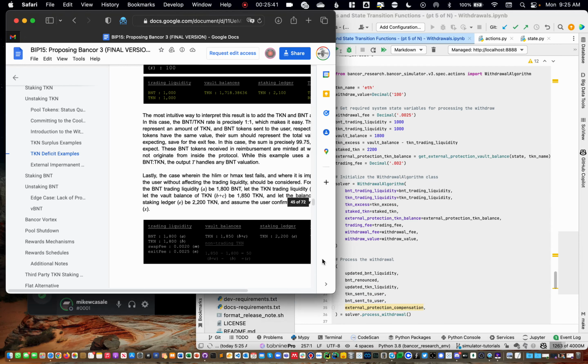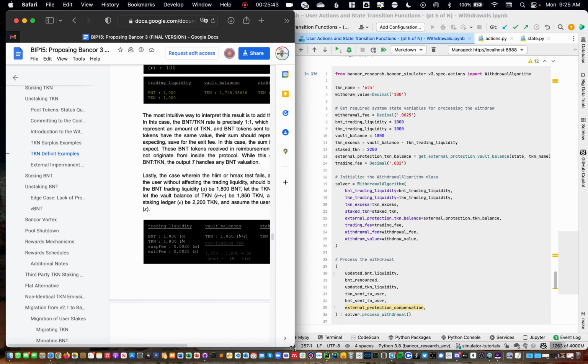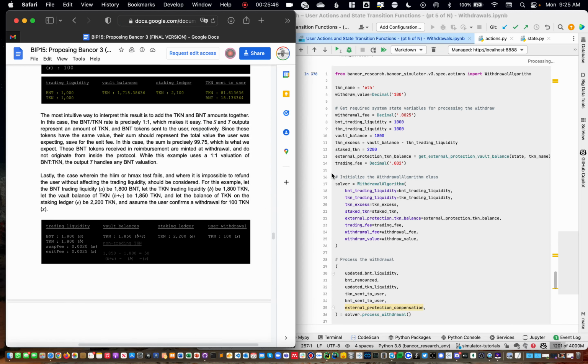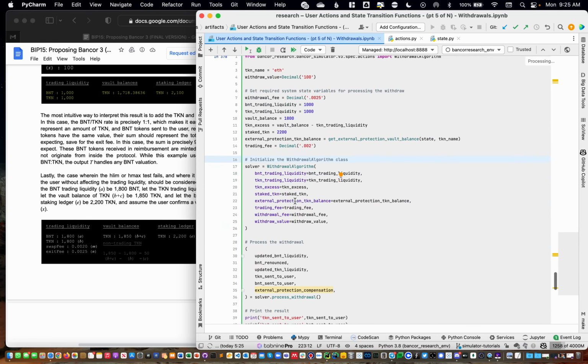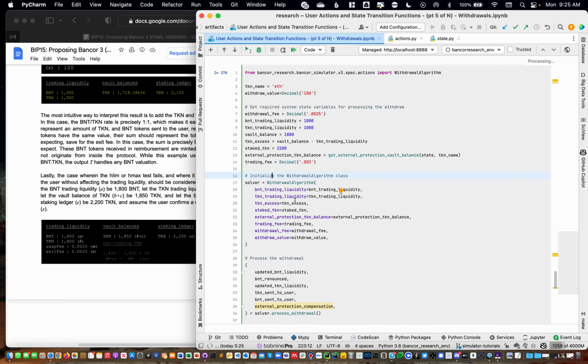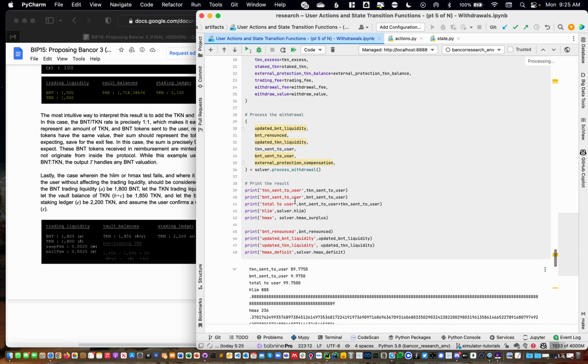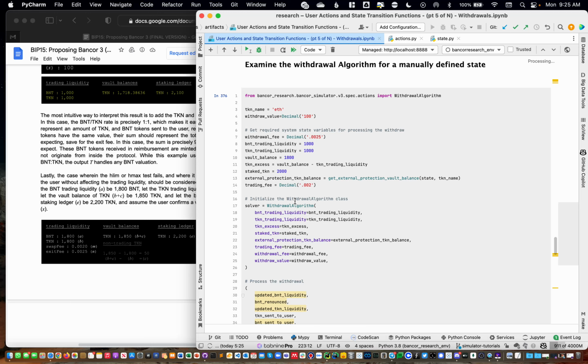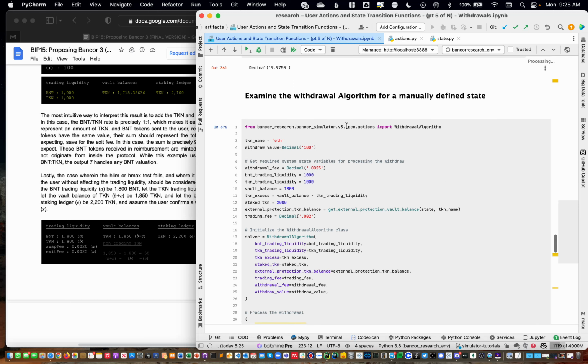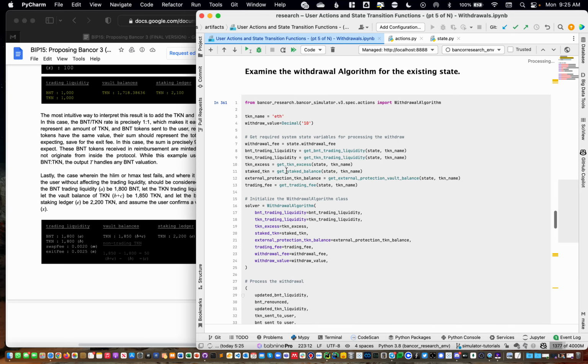All right, so I'm just going to make this a little bit bigger so we can kind of refer back and forth. What I've done is created a new notebook, which does a couple different things, right? So it kind of runs through the normal situations that we've done to get the simulator up and running. But then towards the bottom of it, I put in a new section which examines the withdrawal algorithm from a couple different perspectives.